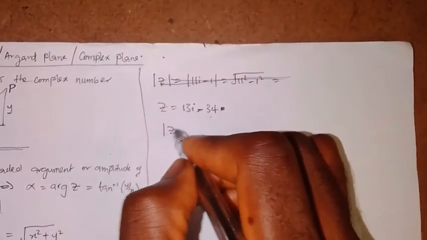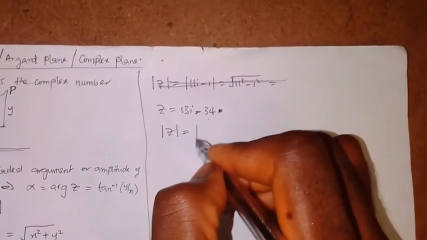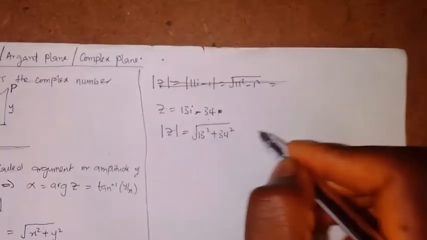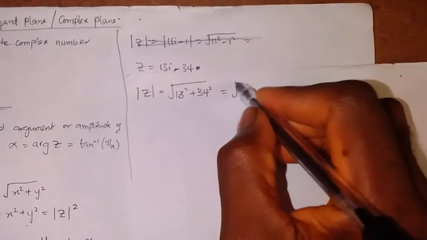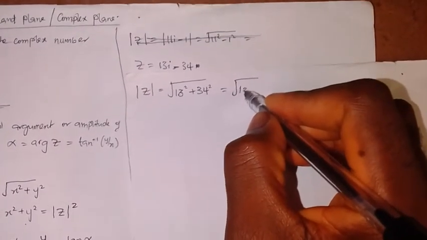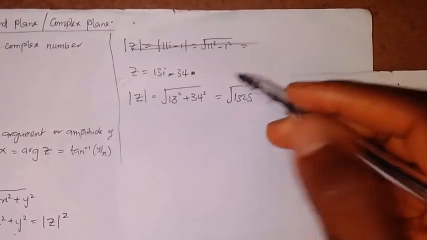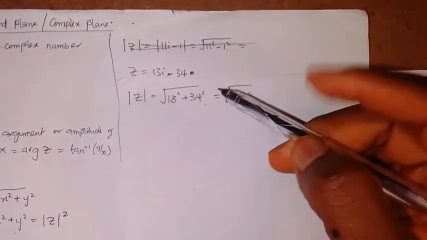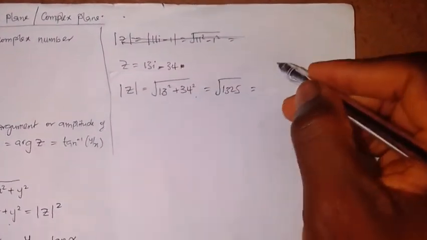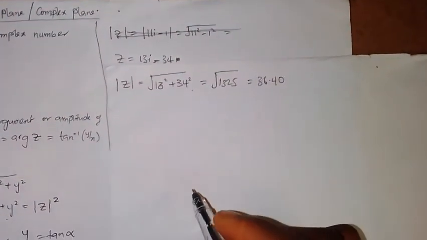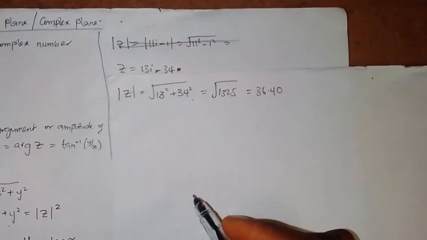Now to find the modulus of z, I'm going to have that as the square root of 13 squared plus 34 squared, which now becomes the square root of 1325, after adding the squares of 13 and 34 together. Now, I'll have this as 36.40. That's my modulus of z.